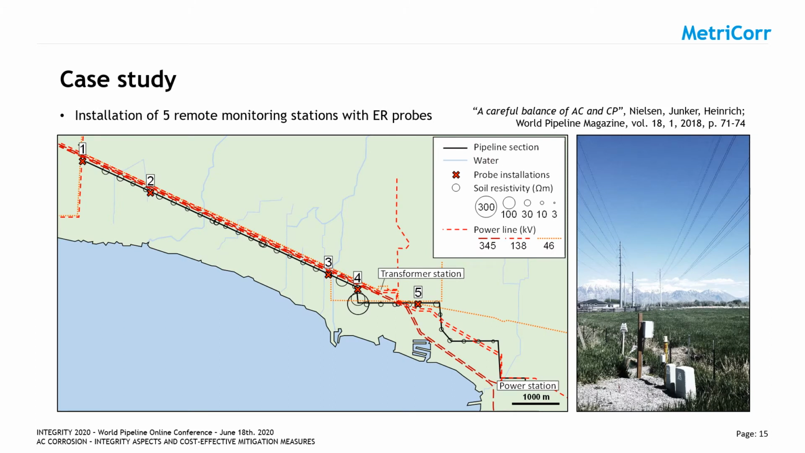Now, let's take a case study. This one has been published before in the World Pipeline magazine in 2018. It illustrates how installation of 5 remote monitoring stations with ER probes along a pipeline heavily interfered with by parallel high voltage power lines.